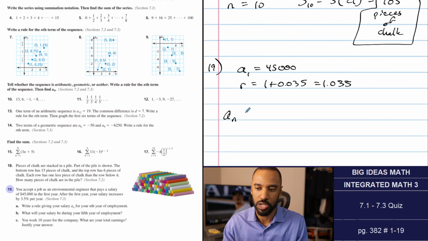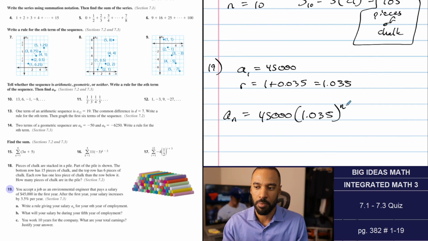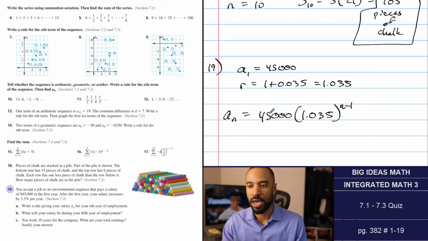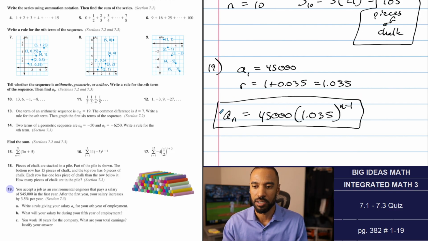This is a common ratio because of multiplying increase. That's how this works. So 45,000 times 1.035 to the n minus 1 power. And you got to use n minus 1 in this case if this is your first year. By substituting 1 into here, you are going to get 45,000. This should be part A.